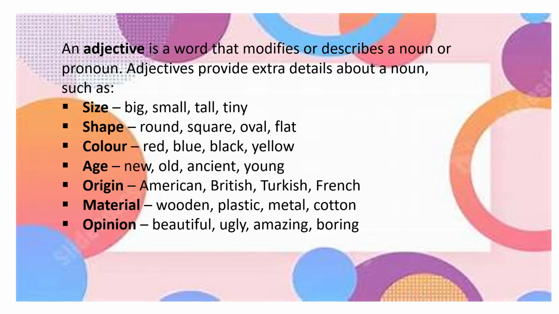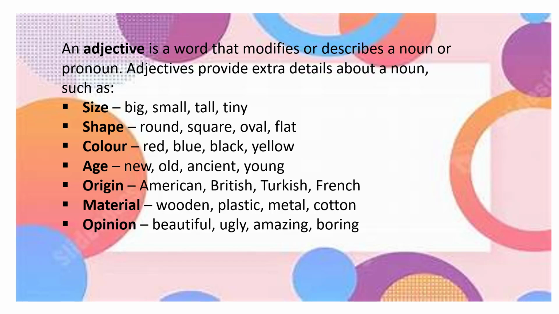The next is origin. An adjective also tells us about the origin of the noun, that is, where a noun belongs to. For example, we can say that my aunt is an American national, or we can say that she is a Turkish woman.